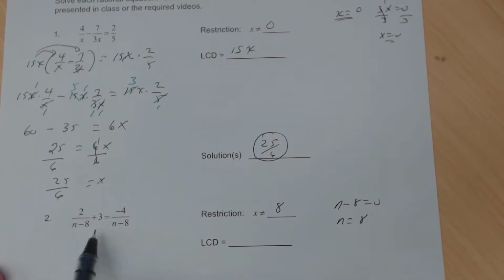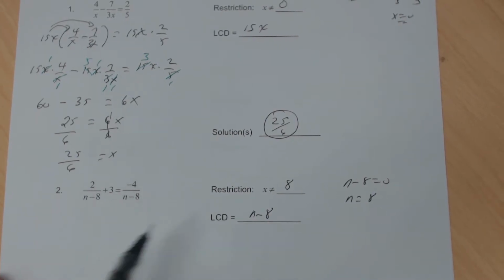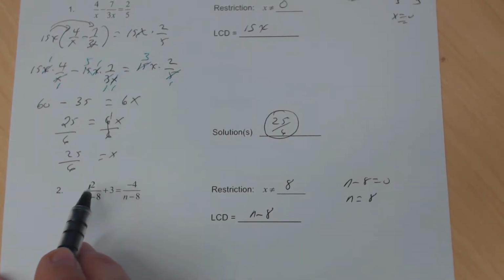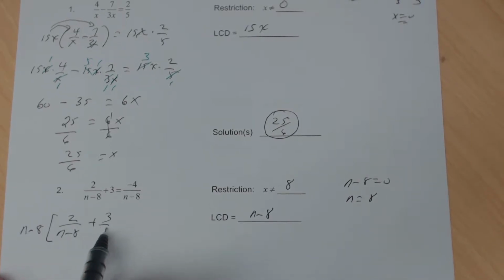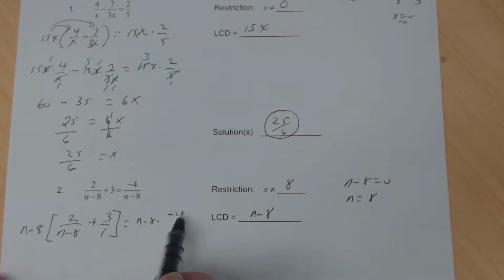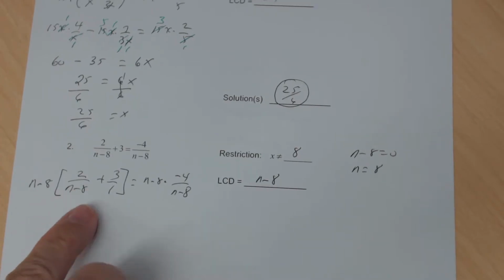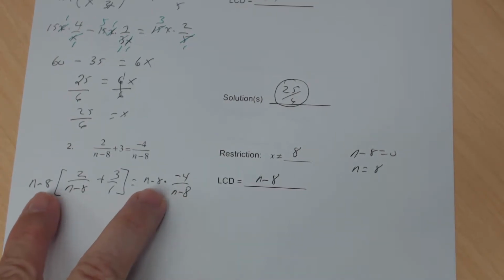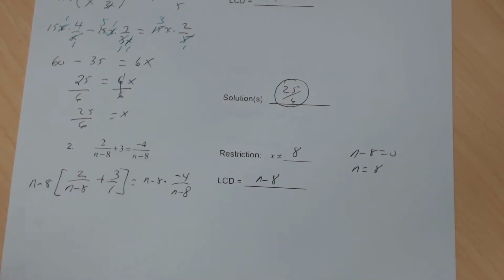Again, notice that the LCD is going to be n minus 8, so that one was an easy one. And I'm going to multiply both sides by n minus 8. Notice that this is two terms here, two fractions, so I'm going to put that in parentheses and multiply by n minus 8: n minus 8 times 2 divided by n minus 8 plus 3 over 1 equals n minus 8 times a negative 4 divided by n minus 8. So that's what I wrote. Both sides have to be multiplied by n minus 8, and I put that in parentheses because every fraction has to be multiplied by n minus 8.